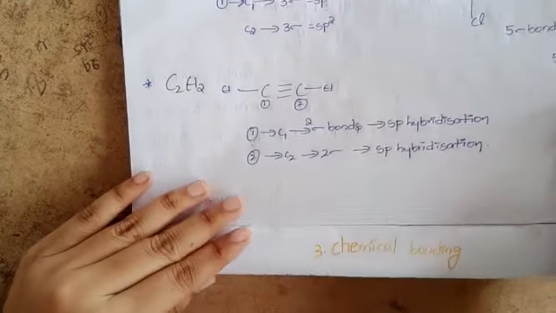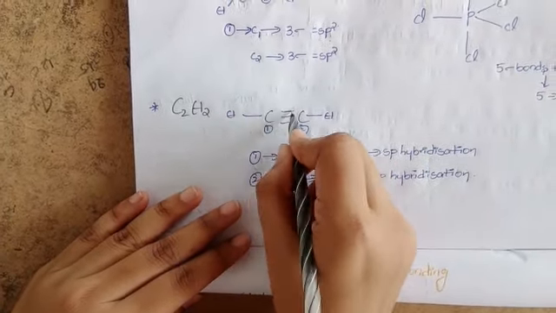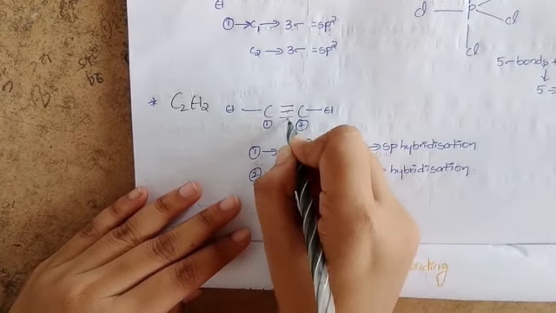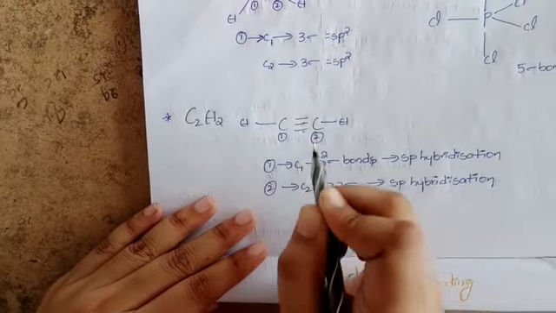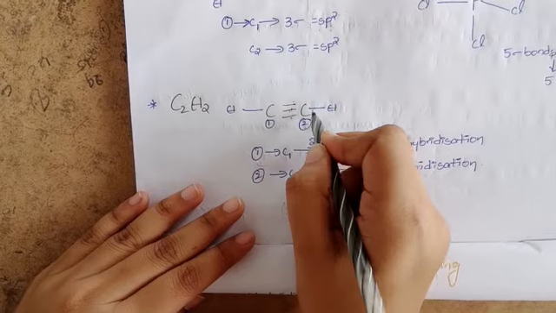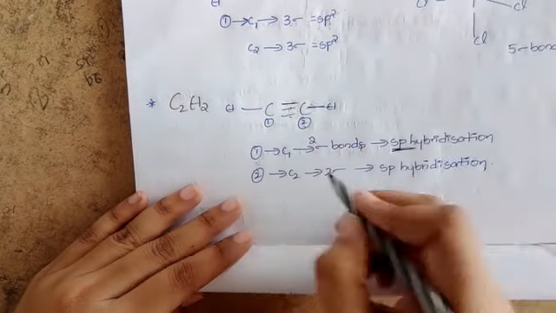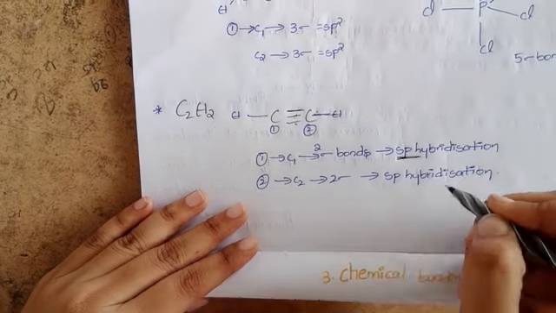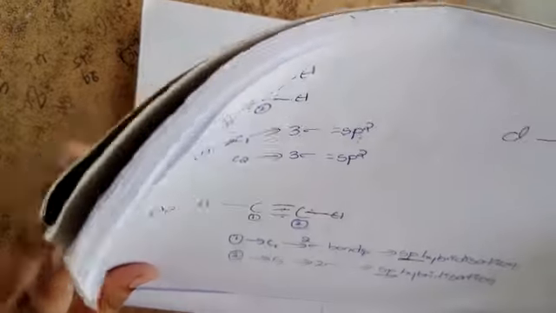And if we see C2H2, there are 2 sigma bonds and 2 pi bonds, and pi bonds are not involved in hybridization. So 2 sigma bonds, number 2, means sp hybridization. In carbon 2 also, total number of sigma bonds is 2, and there are no lone pairs. So the hybridization is sp. Okay, we will see another example.